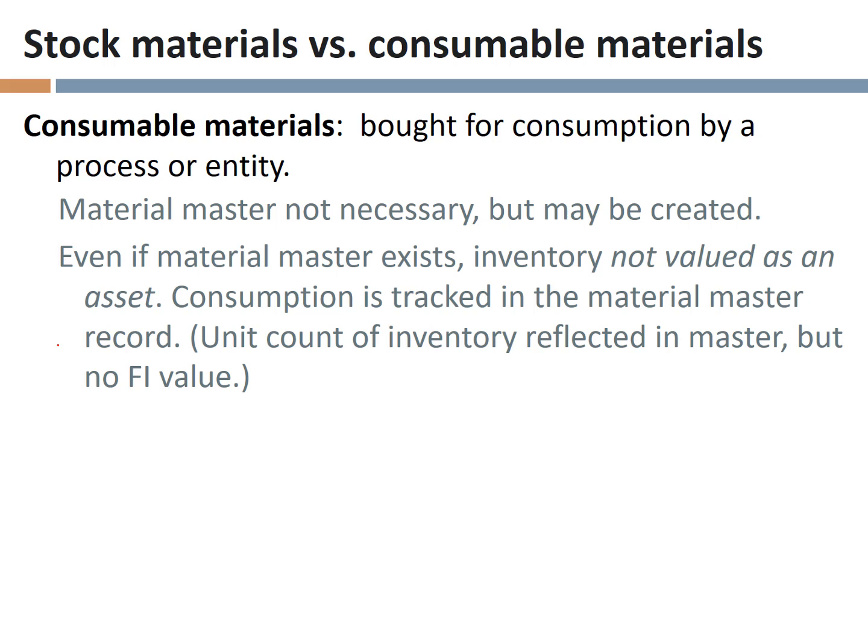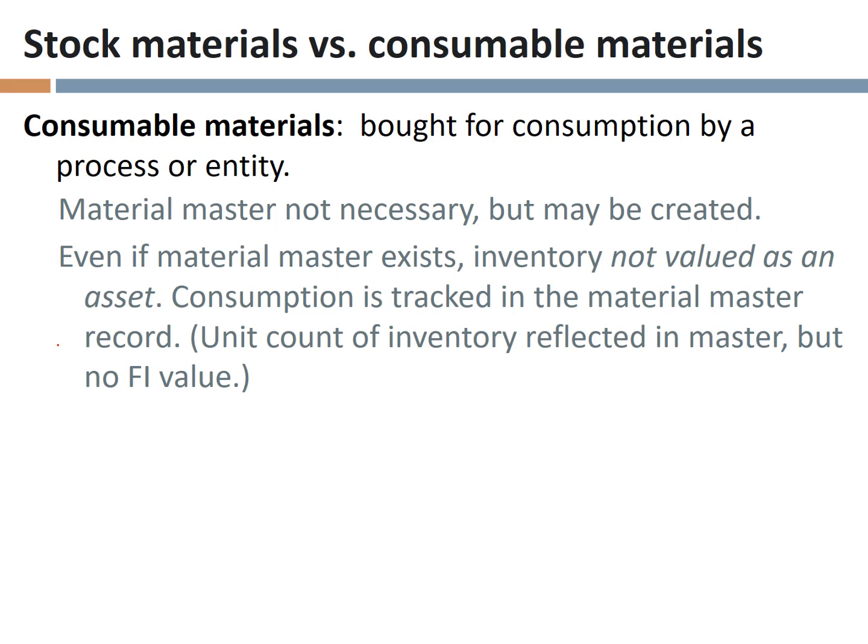See, that's the thing. If I want to keep track of how many rags I have or how much of whatever I have, I can create a material master and use that material master to help me keep track of count. But I don't have to, but if I want to create the material master, the system will use it for enabling me to keep track of inventory count, but there's no FI value. Say there's no FI value if we think about the purchase of something.